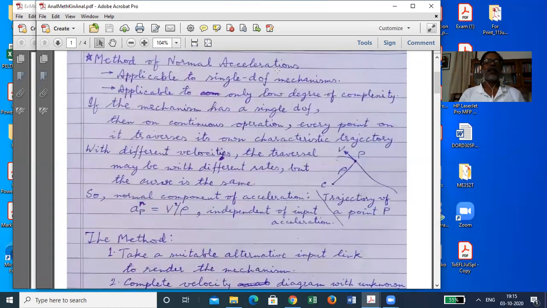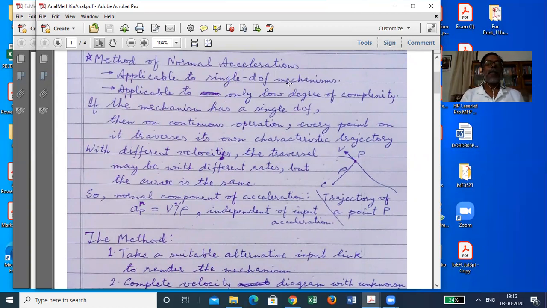Method of normal accelerations is applicable to only low degree of complexity. Okay, only mechanisms with low degree of complexity, and this is one such. That is why it is applicable here. Another thing, you make note that it is applicable only to single degree of freedom mechanisms. So this method is basically a limited method. Okay, the other two methods, auxiliary point method and Goodman's indirect method, they are more general.